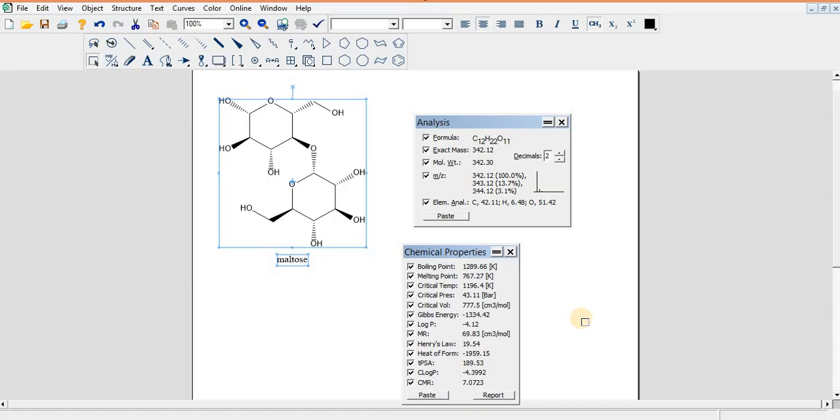If you have any chemical compound and you want to know the chemical analysis of this structure, you just have to draw the structure of your given compound in the ChemDraw software. After drawing the chemical structure you will get all chemical properties and chemical analysis in this window.